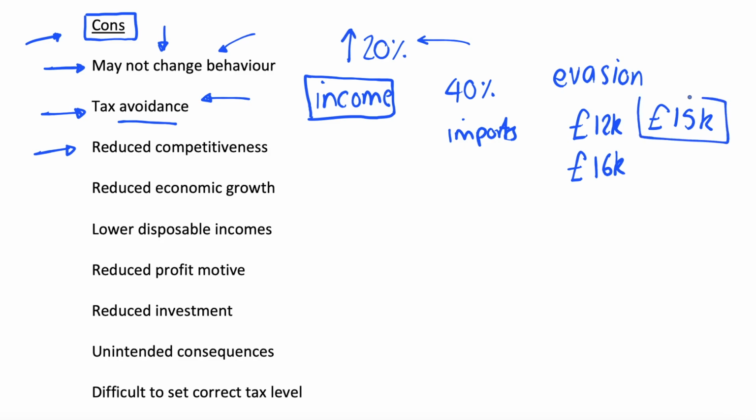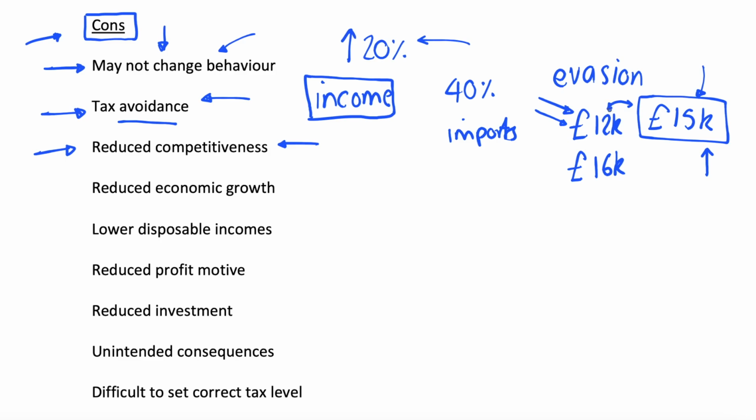So even if this domestic business is very inefficient, and clearly it is because it's producing a car for £15,000 when someone else can produce it for cheaper, we're actually incentivizing this. We're saying, you know what, we're going to allow our domestic businesses to be inefficient, and we don't want these more efficient, cheaper goods to enter our economy. So this is going to give us reduced competitiveness because we're stopping this competition between businesses.